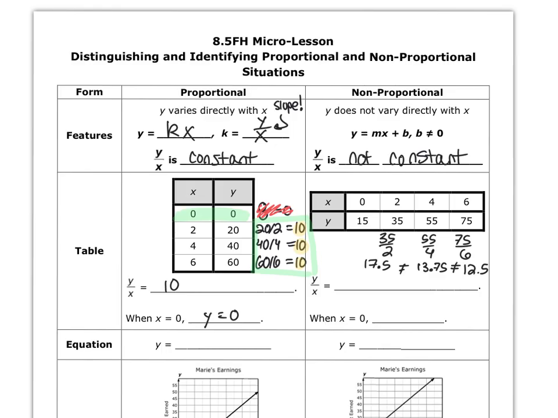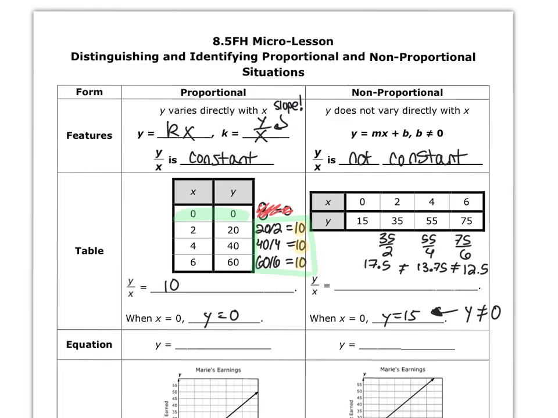In this case, when x equals 0, y is equal to 15. And the important thing I want you to know here is that when x is equal to 0, if the relationship's not proportional, y will not equal 0, okay? That's what that symbol right there means. It means it doesn't equal 0. It could be a lot of different numbers if it's not proportional, but if it isn't proportional, then y is not going to be 0 when x is equal to 0.